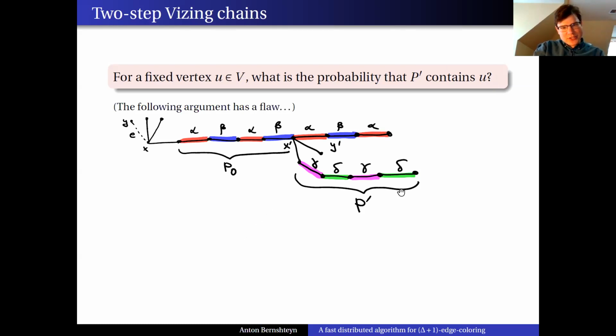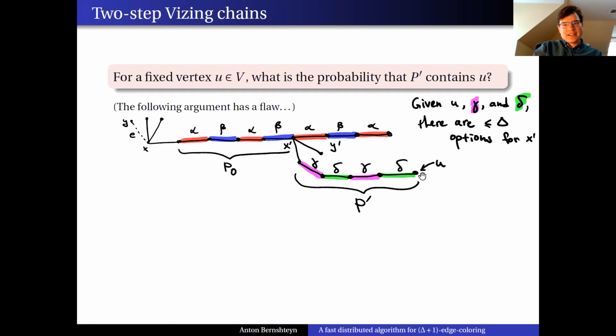So here's our two-step Vizing chain. And I'm looking at the vertex u, and I'm asking, what's the probability that u happens to be on p prime? Well, let's say this vertex is u. It doesn't have to be the nth vertex of p prime, it could be any other one. But say this one. The key observation is that if you tell me what the colors gamma and delta are, I can follow this gamma delta path up to this endpoint. This is the last point of this path, and it's adjacent to x prime.